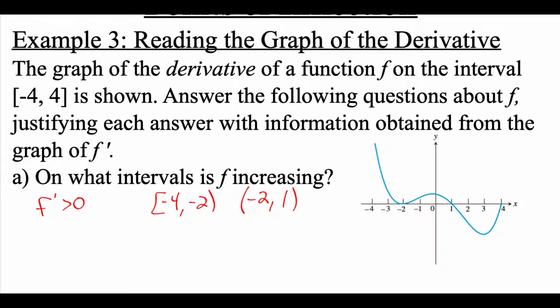Now, these are consecutive intervals, so we can technically put them together and say that we're increasing on the interval from -4 to 1, but something special is happening at this x value of -2. Since our derivative is equal to 0 at that x value of -2, there's technically a horizontal tangent line happening at the x value of -2, but our graph doesn't change from increasing to decreasing there, so we call that a shelf point. So we've got a shelf point happening at the x value of -2.